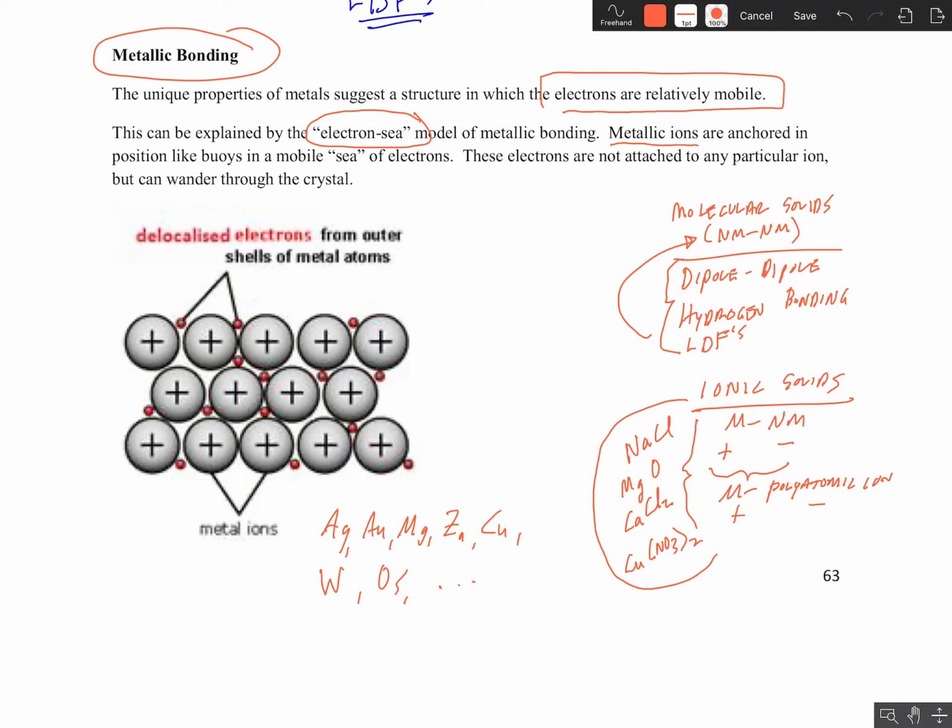The metallic ions are anchored in position sort of like buoys in a mobile sea of valence electrons. Since those valence electrons are not really attached to any particular ion, they can wander through the crystal. And it's that attraction that the positive metal ions, we call them cations, have for these wandering electrons that contributes to what we call the metallic bond. So it's sort of vague and difficult to visualize, but really what you need to know for this class is if you have a metal, an elemental metal, or even an alloy of metals, those would exhibit something called metallic bonding.